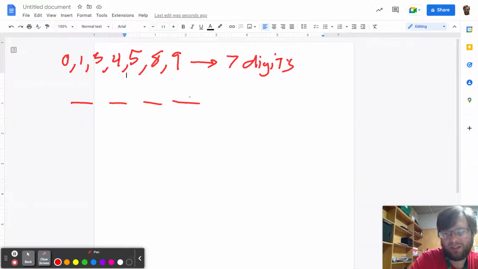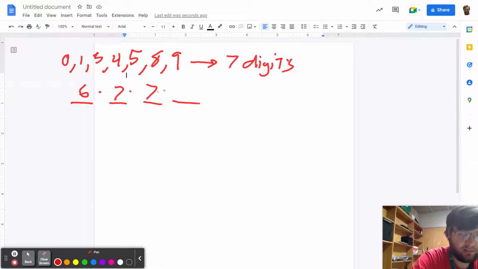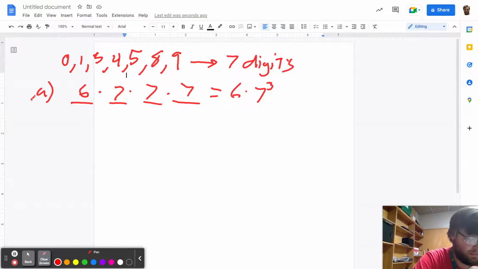Anyway, most people would say that a four-digit number would not have a zero in the first place. So we have six options for the first digit, and then times seven times seven times seven. So we have six times seven to the third. So that's your answer to A, just using those numbers.